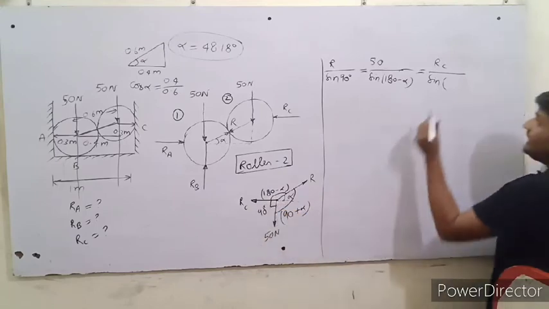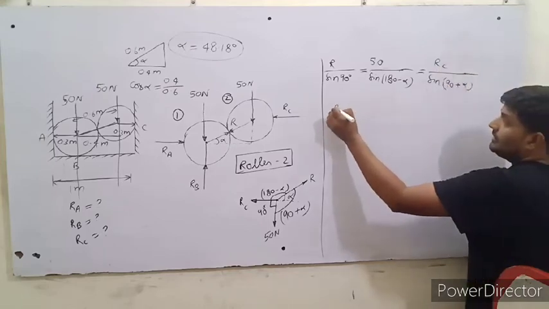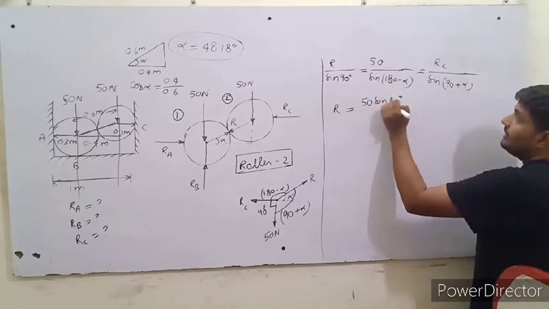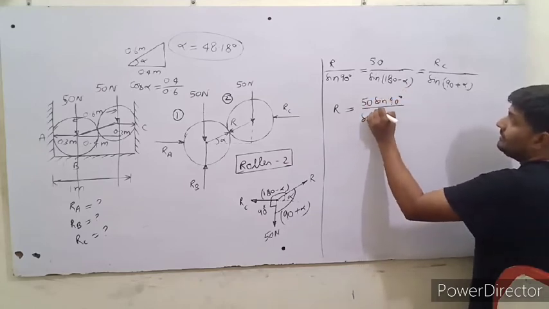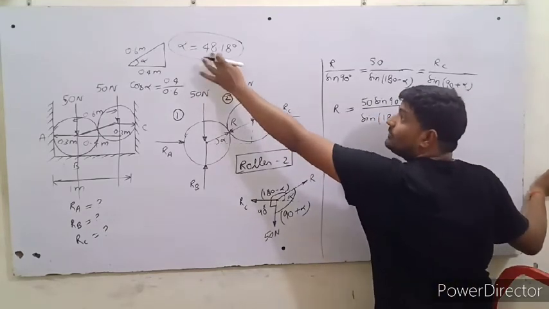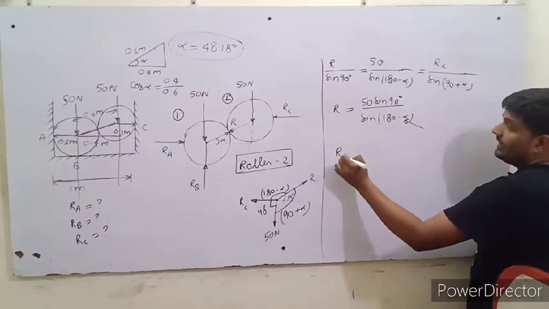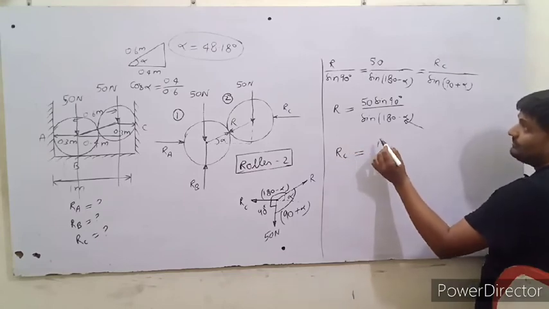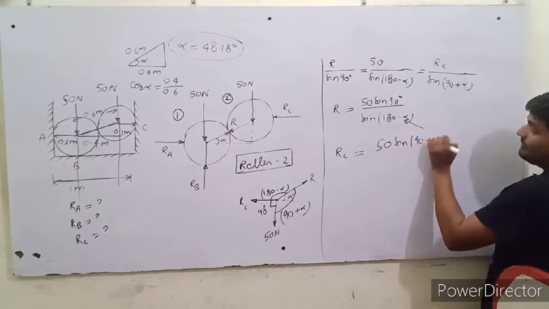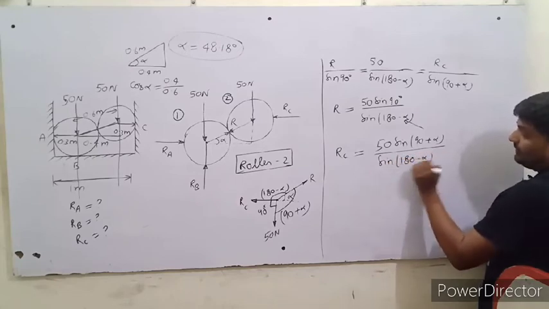what we are doing, we are using Lami's theorem, means R upon sin 90, 50 upon sin 180 minus alpha, and then RC upon sin 90 plus alpha. Or means R equal to 50 sin 90 upon sin 180 minus alpha. Alpha we already calculated. What was that? 48.18. We will substitute the value of alpha here, and RC will equal to 50 sin 90 plus alpha upon sin 180 minus alpha.